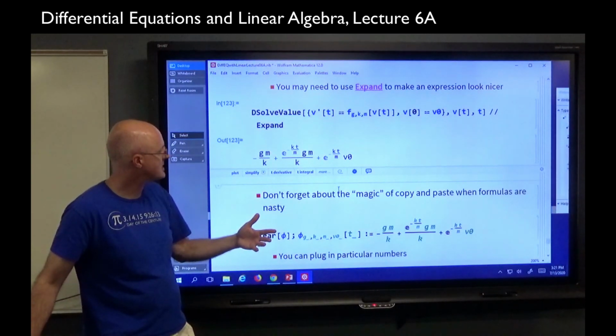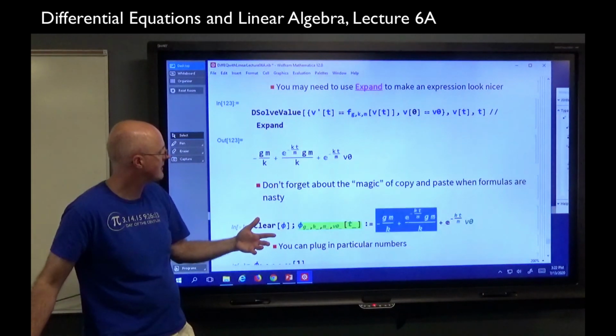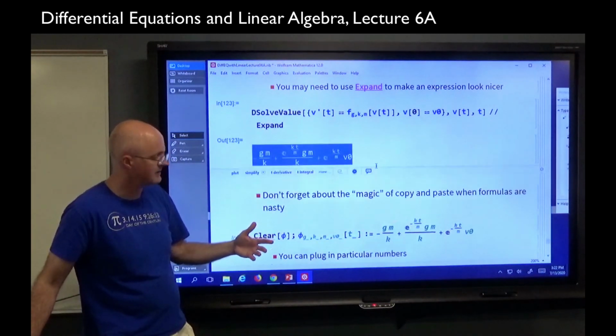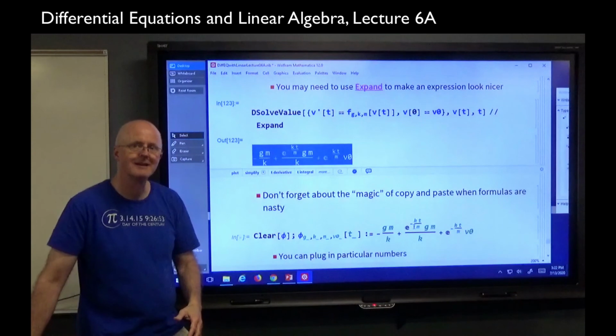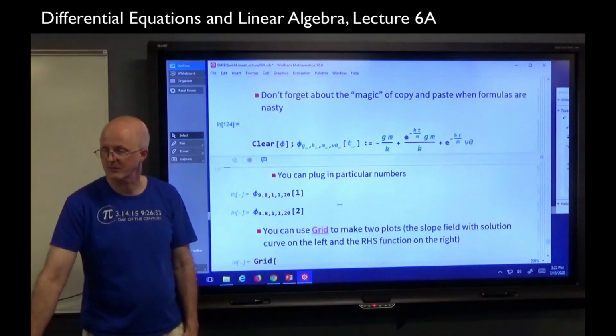I talk about the magic of copy and paste here. What do I mean by that? Well, to get this expression here, I saved time by copying and pasting this formula down there, so I didn't have to type it all. We can define a solution function. We can plug in numbers.